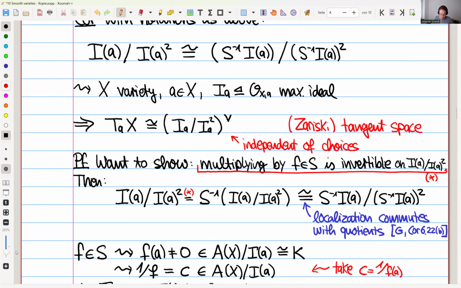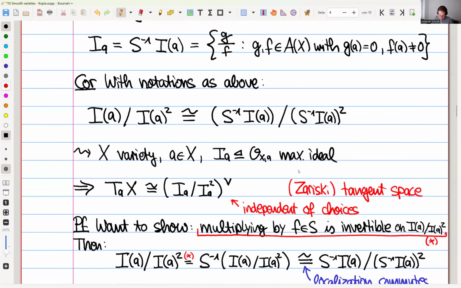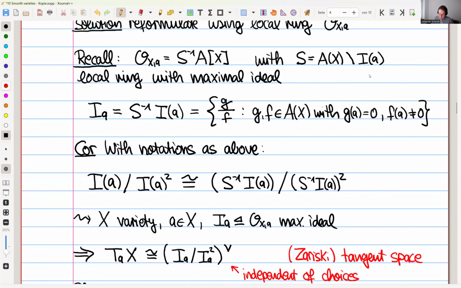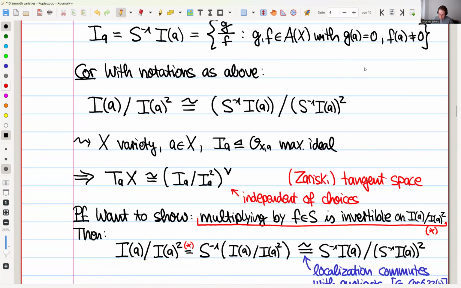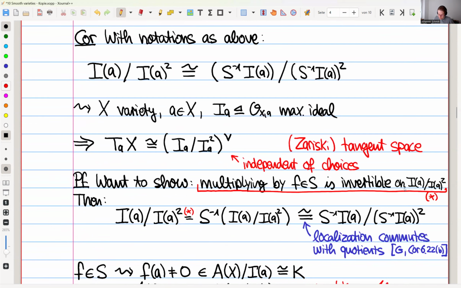The crucial thing I claim that we need to do is show that multiplying by an element f inside this S, so this S was A of X minus I of A, is invertible on this module here. If we show this, this claim star, then we first of all get an isomorphism. This module here is isomorphic to its localization at S, because all of these things act as invertible multiplications on here, and so localizing actually doesn't change anything.